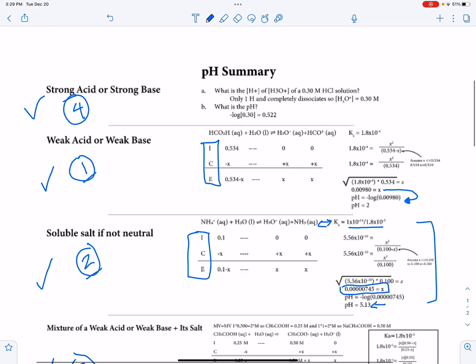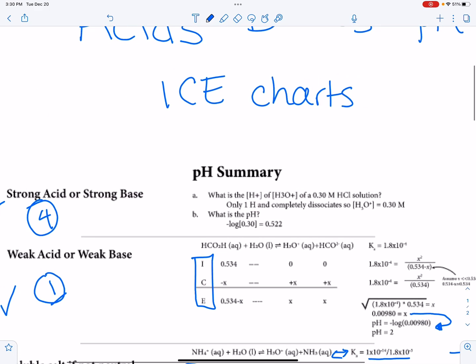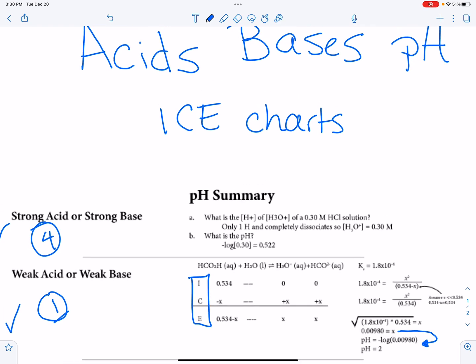But this week, it'll be nice and straightforward where you're just reminding yourself what ICE charts are, and then you're throwing in a little bit about pH.